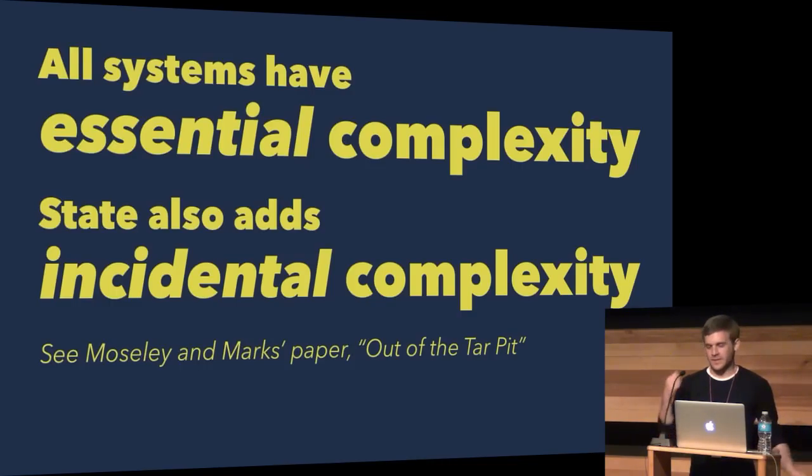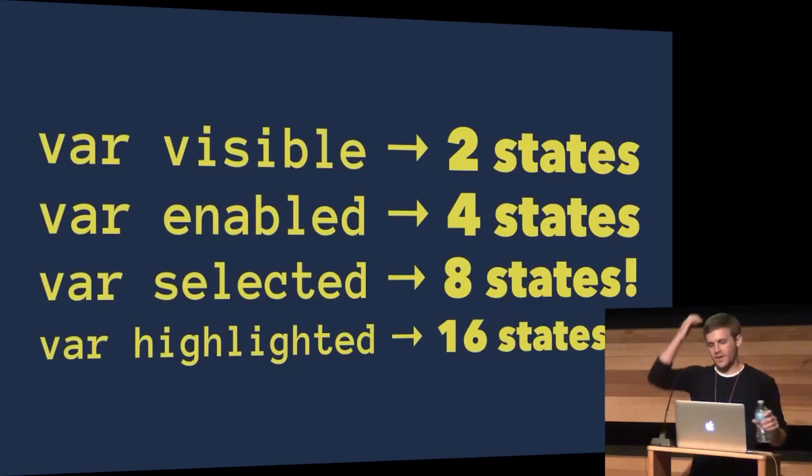But incidental complexity is complexity that's not actually necessary, right? It arises because of the choices you make in your architecture or your design. And state falls into this category because it's completely avoidable. In fact, state is exponentially complex.